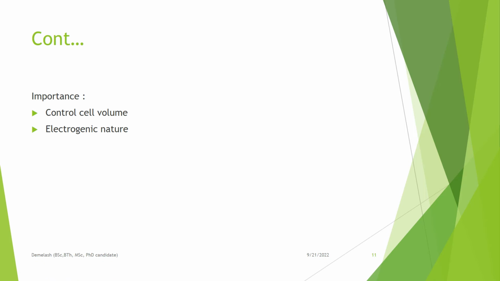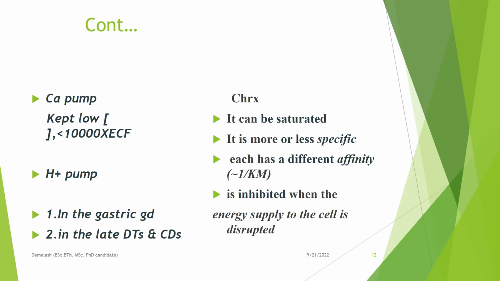So what's its importance? It controls cell volume, and it also favors the electrogenic nature from the positivity and negativity of inside and outside the cell. There is also a calcium pump, which keeps calcium low normally. There is also a hydrogen pump in the gastric gland, in the late distal tubules and collecting ducts. The characteristics include that it can be saturated, it is more or less specific, each has a different affinity, and it is inhibited when the energy supply to the cell is disrupted by several factors.